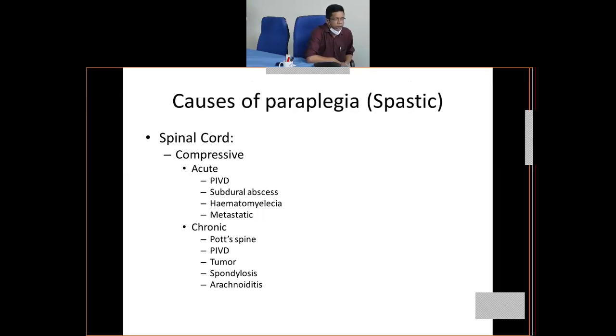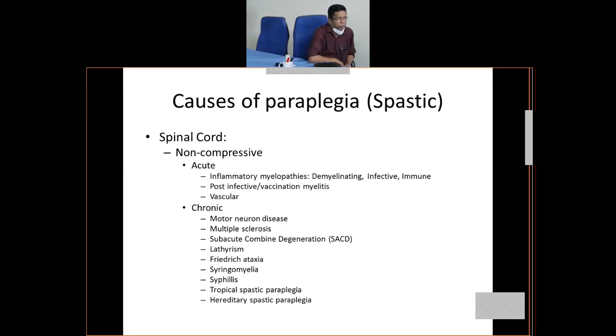Amongst the spinal cord causes of spastic paraplegia, it may be compressive or non-compressive. In compressive, again there may be acute or chronic. In acute compressive lesions, the most common is prolapsed intervertebral disc. Second is subdural abscess. Third is hematomyelia. And sometimes neoplastic, that is metastatic. In chronic, the most common in our setup is Pott's spine. Prolapsed disc can cause both acute as well as chronic. Different tumors of the spinal cord, spondylosis, and arachnoiditis are the common chronic compressive causes of spastic paraplegia.